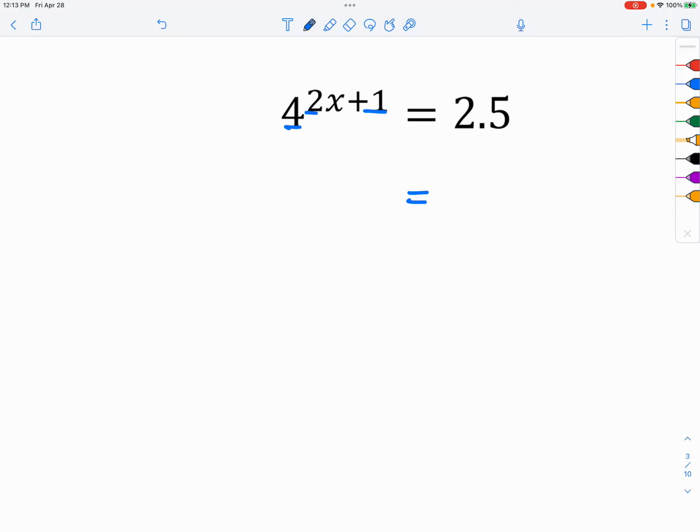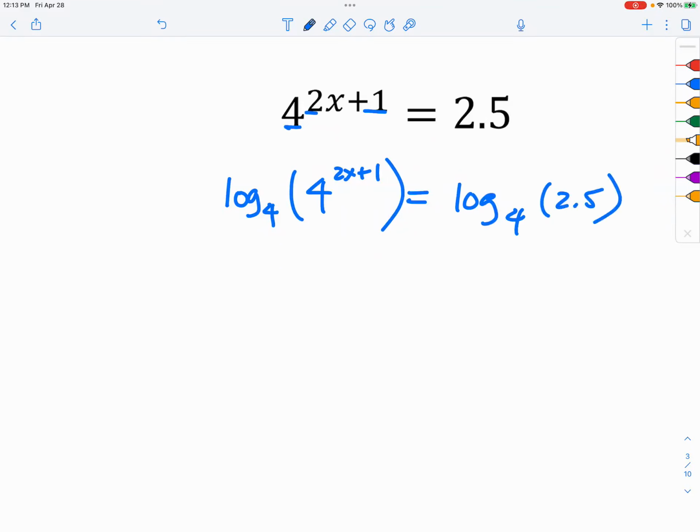So the first thing to get rid of would be the 4. And to get rid of the 4, you do this, because we do the inverse of the exponential function. The 4 is part of the exponential function. You want to cancel it out? Sure. Do the right thing. Use the inverse. So that is gone. So you have 2x plus 1, and then log base 4 of 2.5.